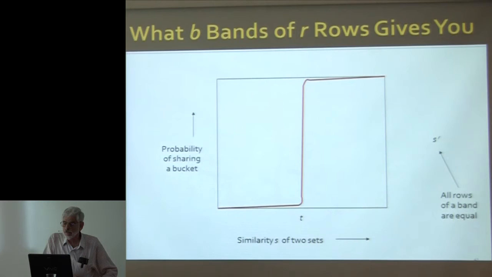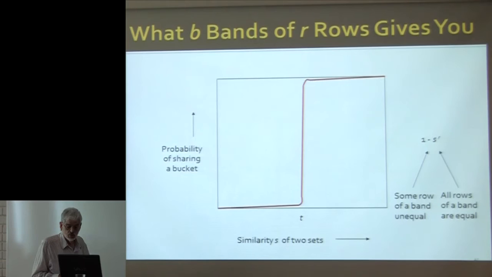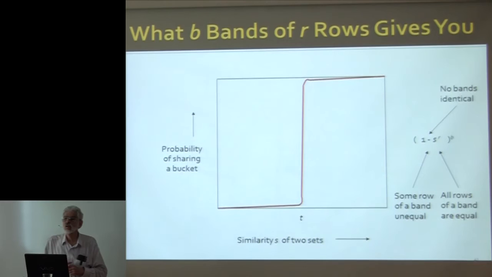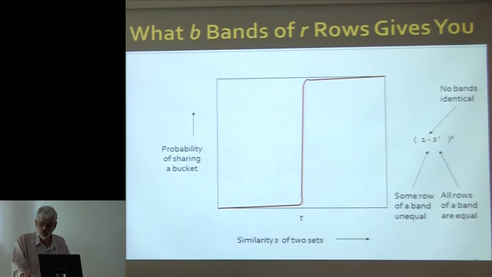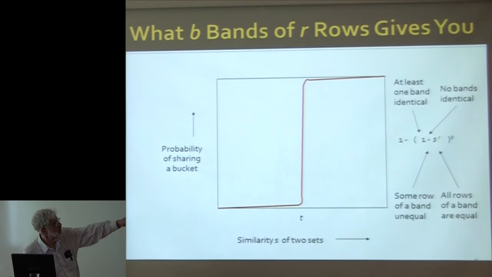S to the power R, where S is the actual similarity of the underlying sets. So S to the R is the probability that all the R rows of one band are equal. And then 1 minus that is the probability that at least one row in a band is not equal. If you raise that to the B power, you've got the probability that no bands are identical. And then the last thing you want to do is 1 minus that, which is the probability that at least one band is identical. So you may not see it, but the function I have here, 1 minus the quantity 1 minus S to the R, all raised to the B, is something like a step function.